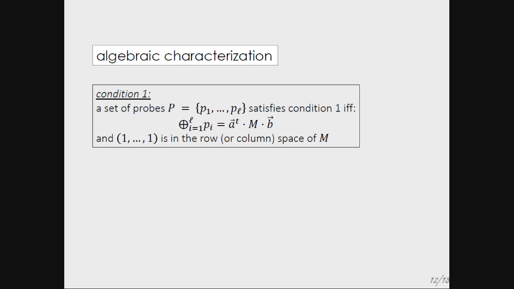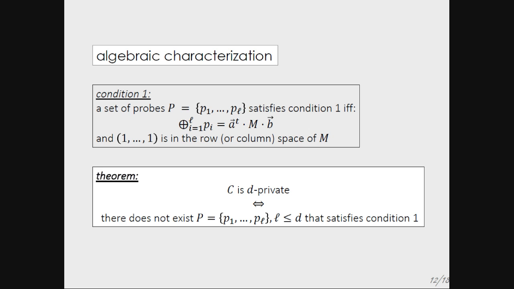And what we were able to show with this condition is that we have an equivalence between the d-privacy of our circuit C and the non-existence of a set of probes of cardinality less than d that satisfies it. In other words, if you have a set of probes that satisfies this condition, you have an attack on your circuit. And conversely, all the attacks are probes of this form that satisfy condition one. So I'm going to give you a bit of an insight, a sketch of proof, at least for one way.